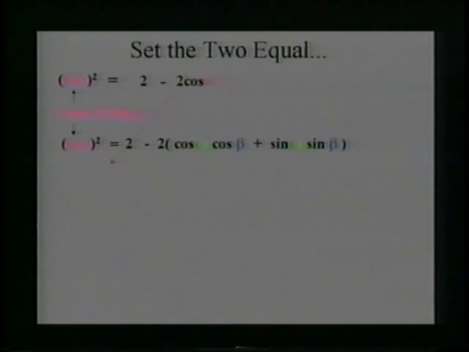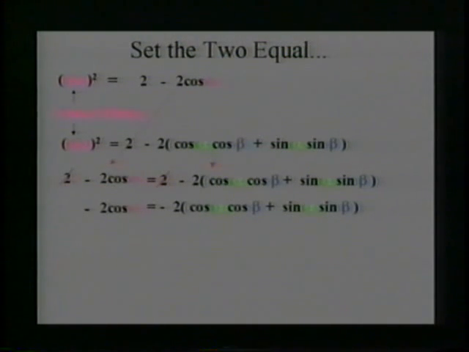Let's set those two equal. Put him down here and him down here. And let's see what we can do with it. First of all, let's subtract 2 from both sides. And then let's divide everybody by negative 2, because they're both divisible nice and evenly. And it would appear that the cosine of s is the same as cosine of alpha, cosine of beta, plus sine of alpha, sine of beta. Okay? Well, what is s anyway? S is alpha minus beta.